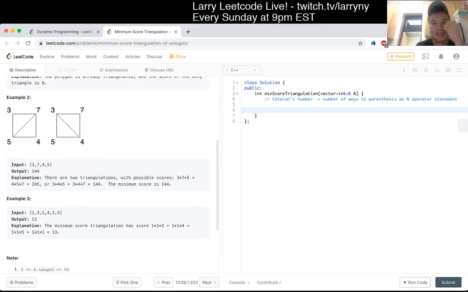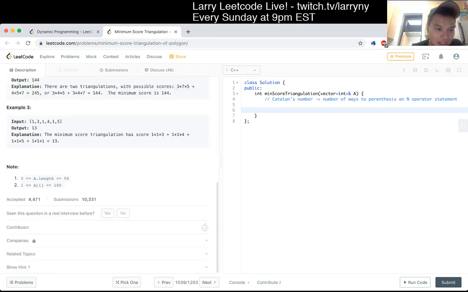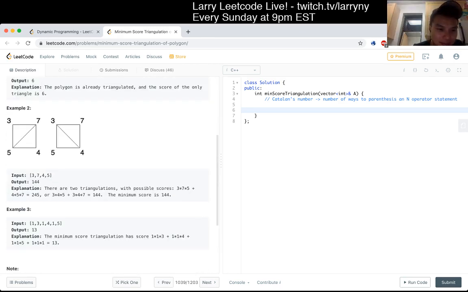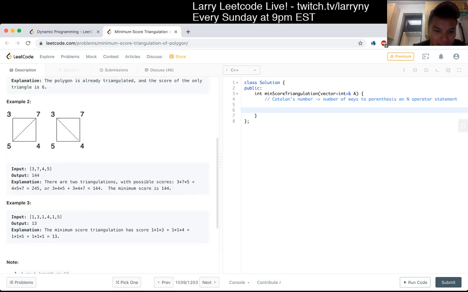But basically, the idea is that you draw a line from a vertex to another vertex, and it divides the entire thing. Let's say you have a hexagon. You could draw a line from one vertex to another vertex that isn't already adjacent, and then you do divide and conquer that way. That's how I would think about it. But let's see how to actually code it, because you have to define the problem very precisely.